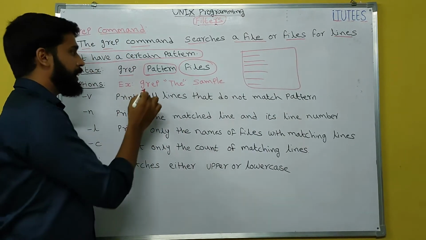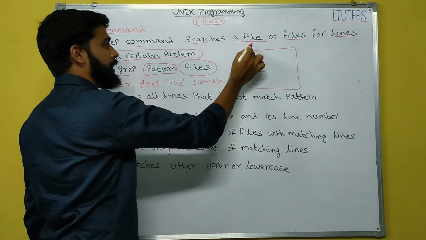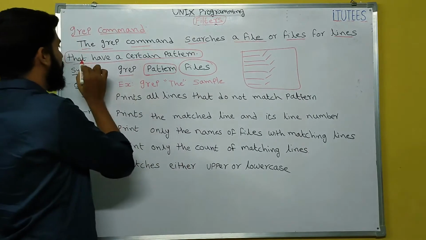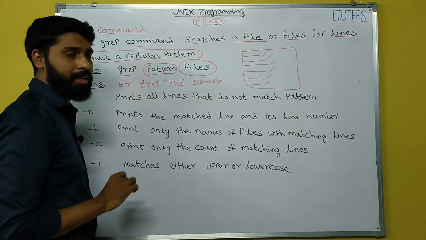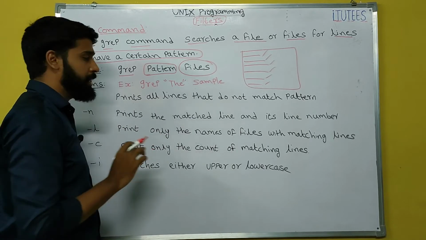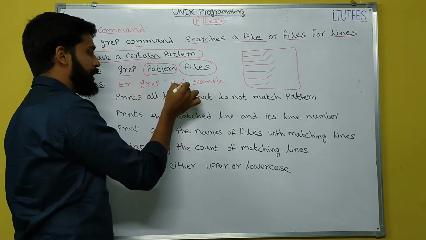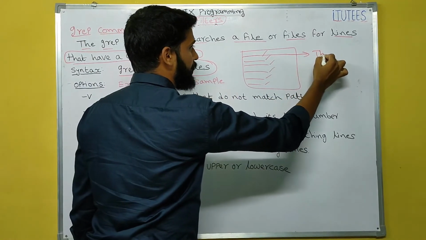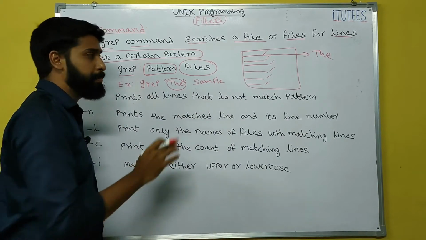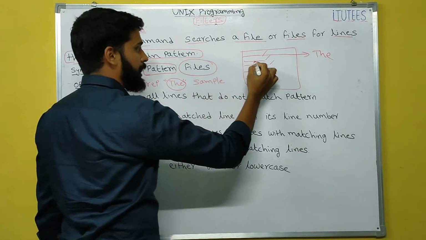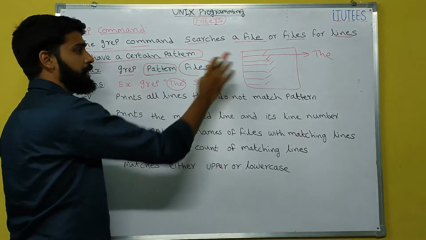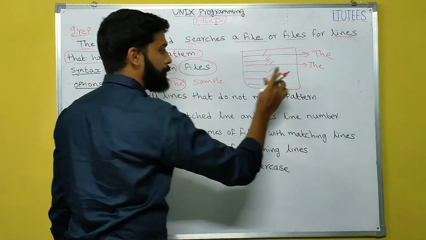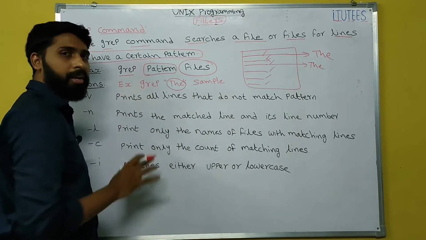So what is the purpose of Grep? The Grep command searches a file for lines. That means it searches each line that has a certain pattern, and it prints the lines that have that pattern. What is the pattern I provided here? d. That means if in this line there is a d, then the line will be printed on standard output. The second line does not contain d, so it is not printed on the monitor. If the third line contains d, then it is printed on the monitor. I hope you all understand.